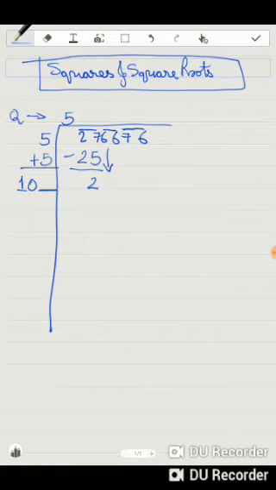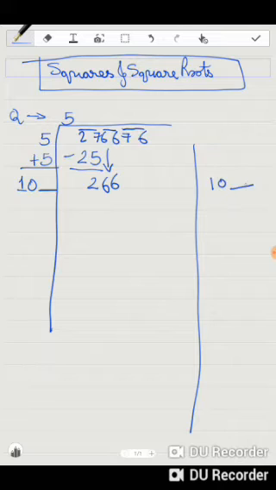Here we always bring down a pair of digits. So my next pair is 66. Hence now I have the number 266. Now you need to ask yourself another question, and for that you can use a rough work column. 10 dash into dash should give you a number less than or equal to 266. Now remember, only a single digit can come in this blank, from 0 to 9. And whatever digit you put over here, you will put the same digit over here.